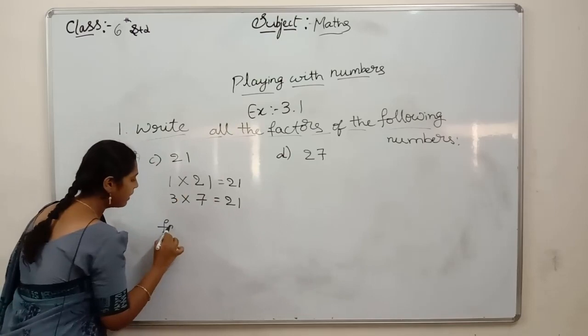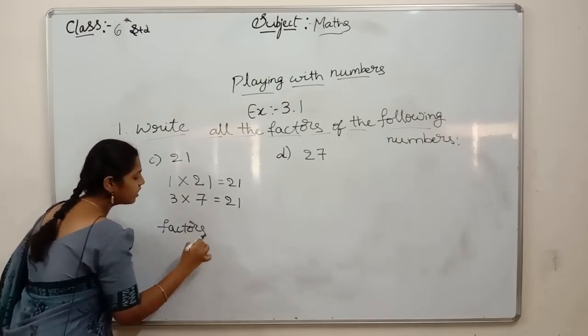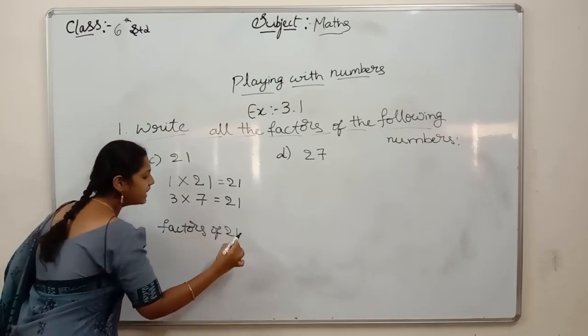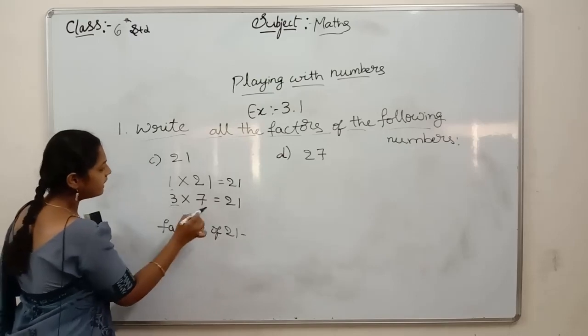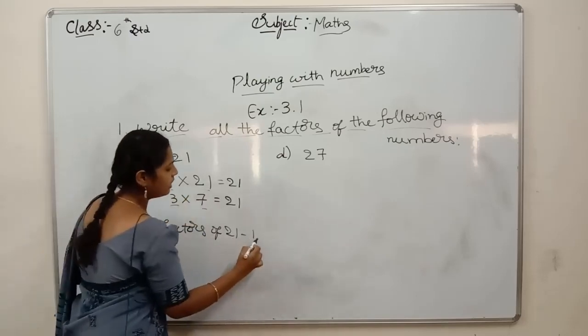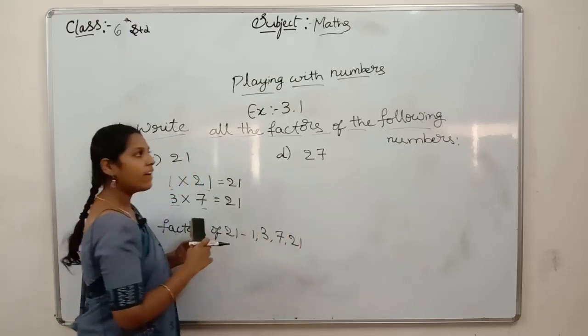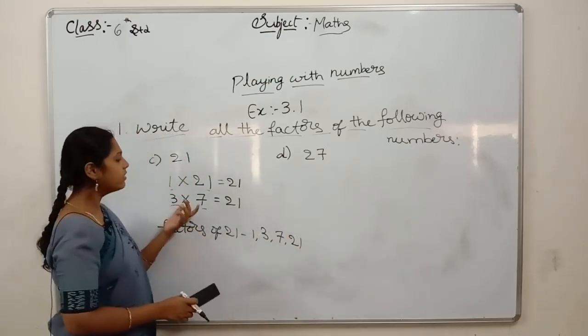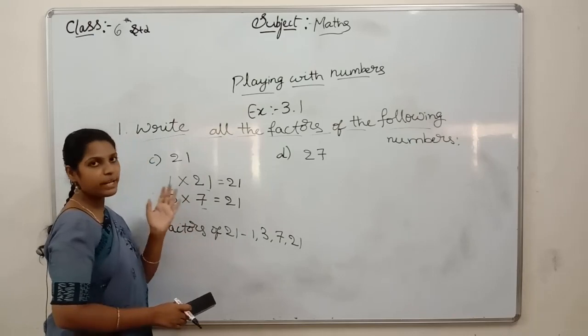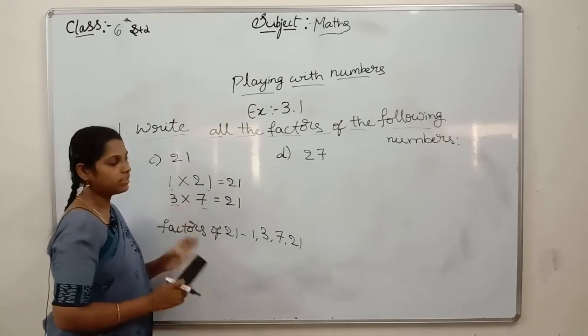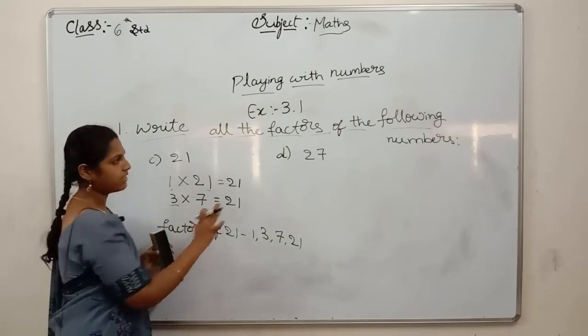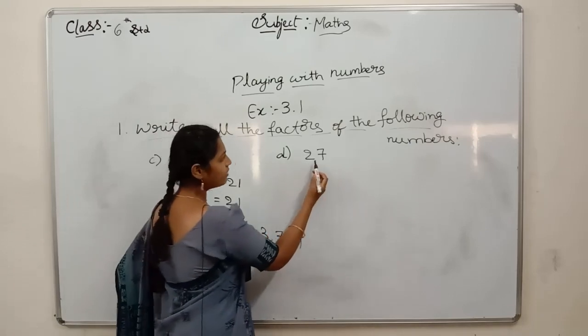Factors of 21 are 1, 3, 7 and 21. Factors are very easy. We just have to check in which table it is there or not, and that we have to write. These are the factors. Next we will go to the fourth one, 27.